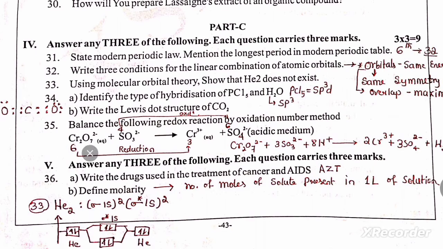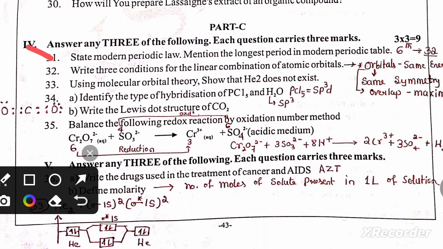Part C from inorganic chemistry, 31st question, state the modern periodic law. Modern periodic law: properties of the elements are periodic functions of their atomic number. And in the modern periodic table, the longest period is the 6th period having 32 elements.